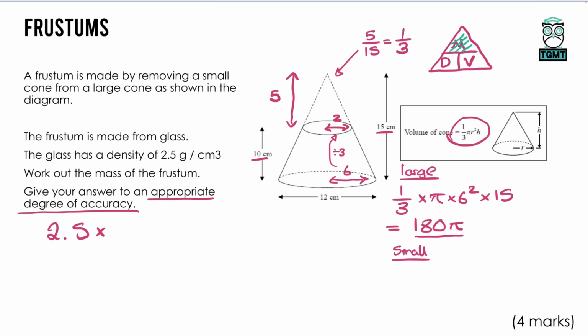So now we can find the small cone. So it's 1/3 times pi. The radius is 2, so times 2 squared times the height of the small cone, which is 5. Again, I'm just going to type that into the calculator. I've already got my old calculations there, so I'm just going to delete the 6, change it for a 2, and then delete the 15 and turn it into a 5.